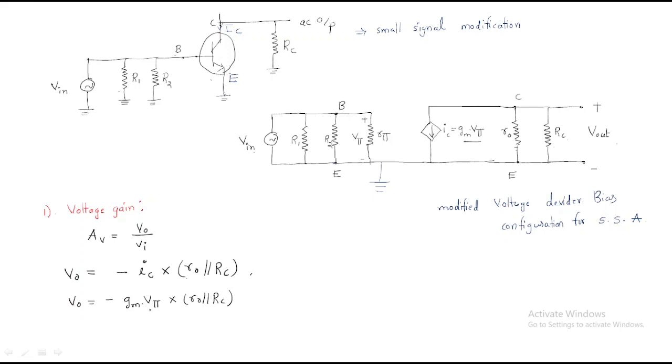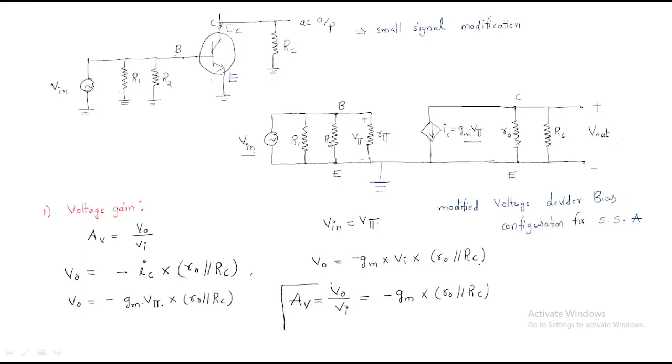So what is V pi here? You know that this V input is parallel to R1 and R2, and V pi, so both are the same. Here V input and V pi are the same. So we can write Vo equals minus gm into V input into ro parallel Rc. Now we can write Vo by Vi equals minus gm into ro parallel Rc. This Vo by Vi is nothing but the voltage gain of the BJT in the given small signal analysis.